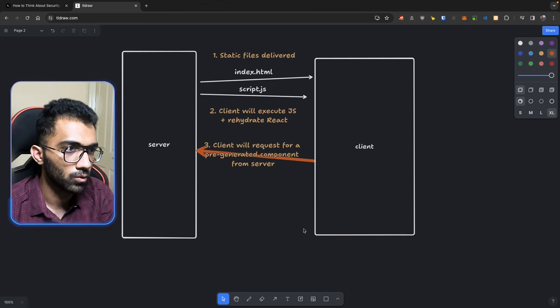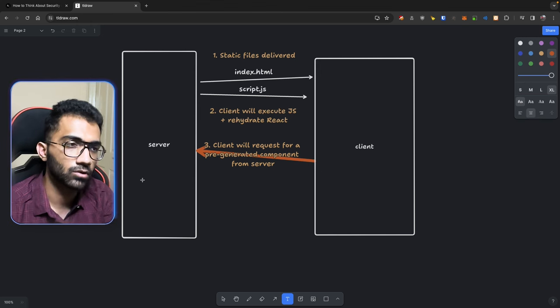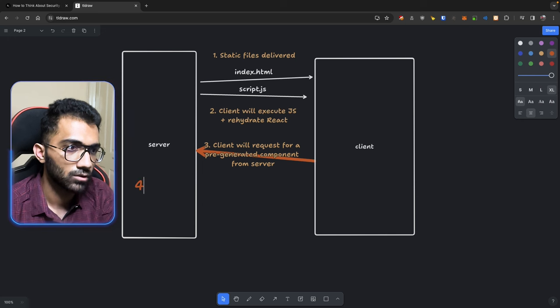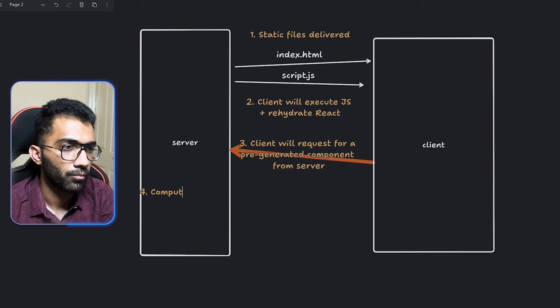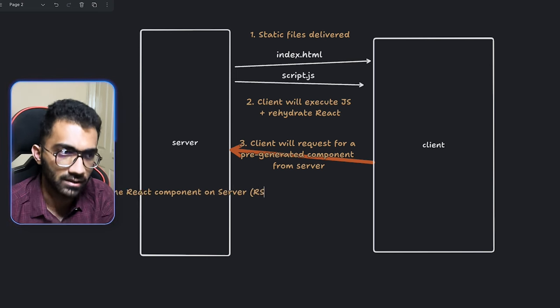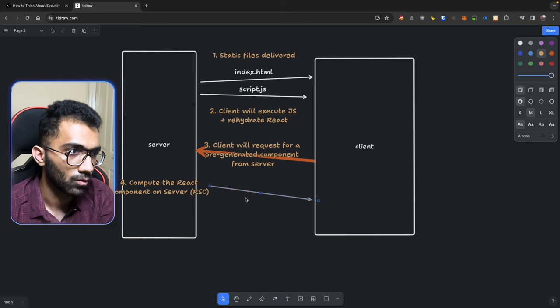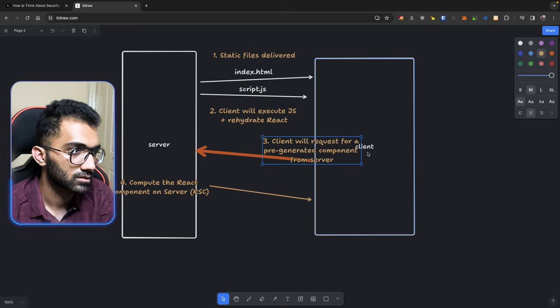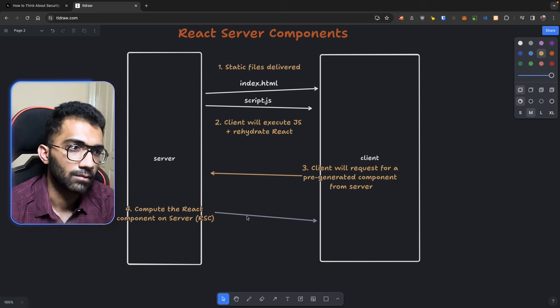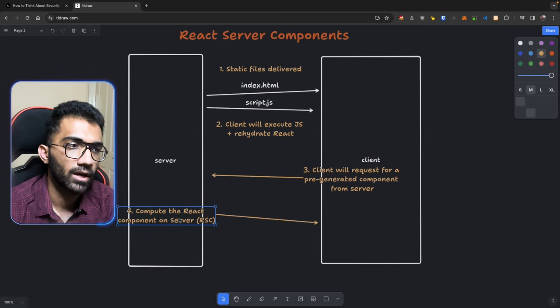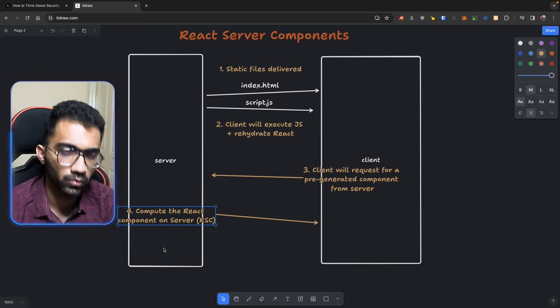And what the server will do is compute the component on the server itself, right? So it will compute the React.js component. So number four: compute the React component on the server, hence RSC, right? That's how the name React Server Components comes, because it happens on the server. And then it sends it back to the client over here. Let's also move this inside. So overall, this is what happens, right? This fourth step is where React is running on the server as well for computation.